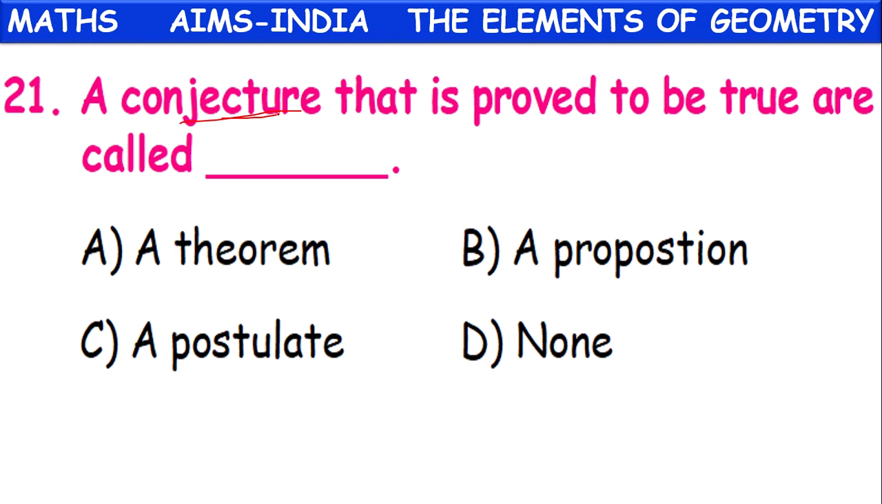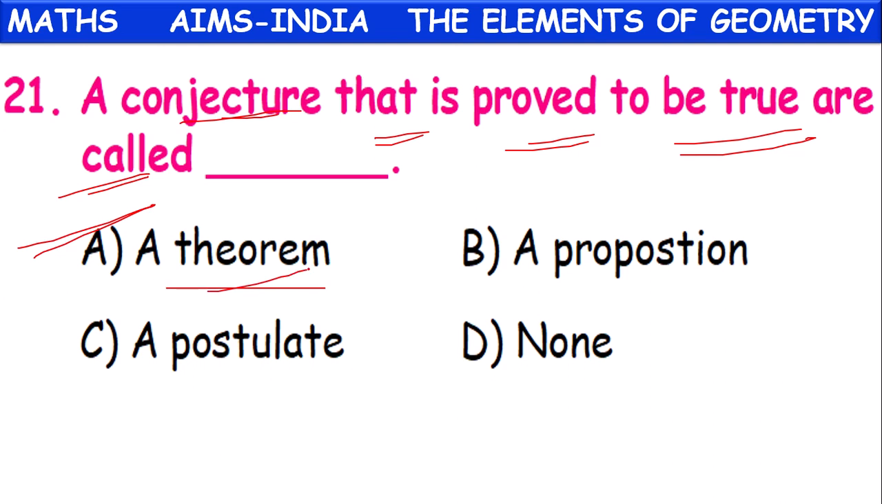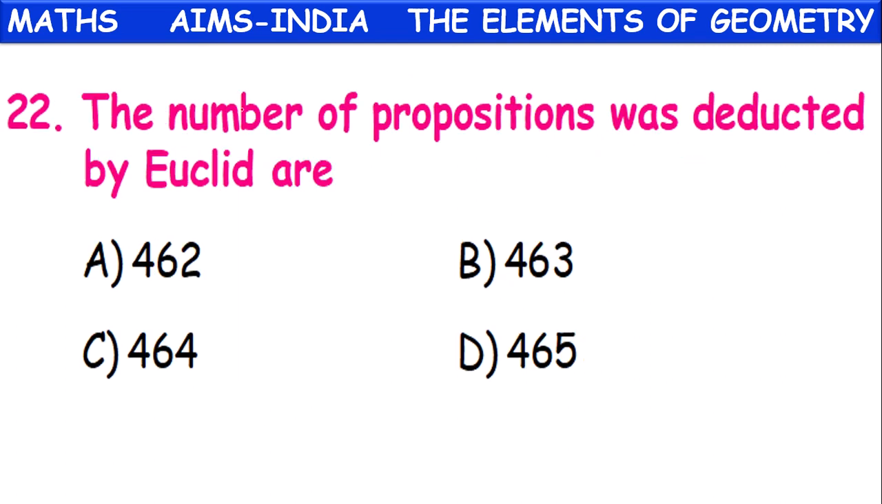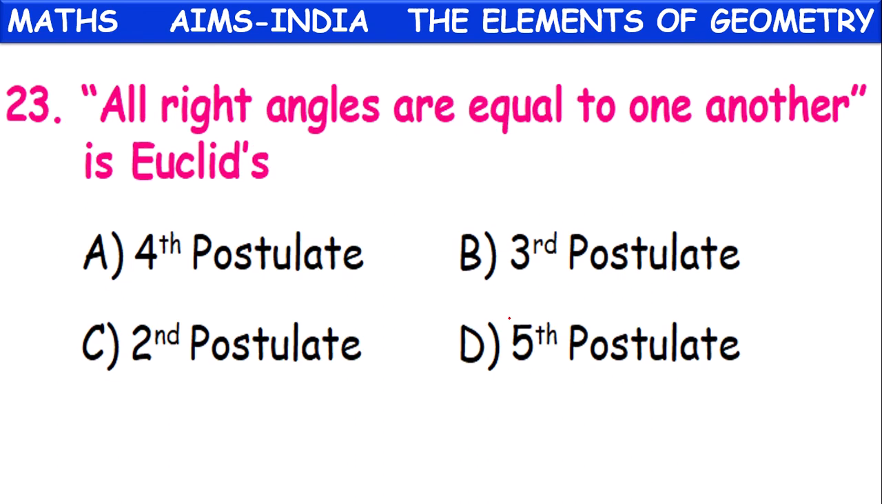A conjecture that is proved to be true is called a theorem. So which needs a proof, that is called a theorem, or an explanation that is proved to be true is called a theorem. The number of propositions deduced by Euclid are 465.